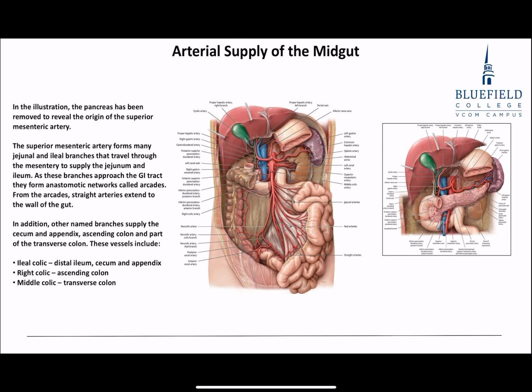So we have right colic going to the ascending colon on the right side, that makes sense. We don't have a left colic here. The descending colon over on the left side of the abdomen is part of the hindgut, so we're going to have a different artery, the inferior mesenteric artery, that's going to supply the descending colon.